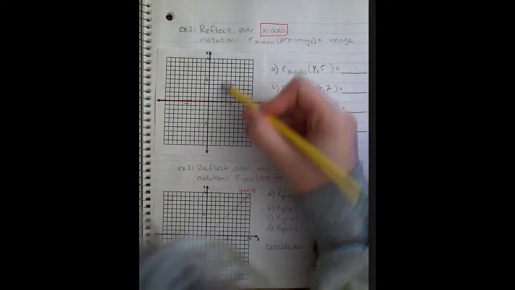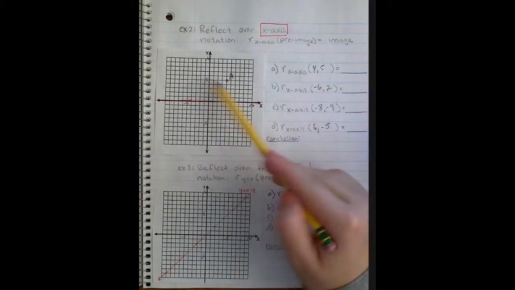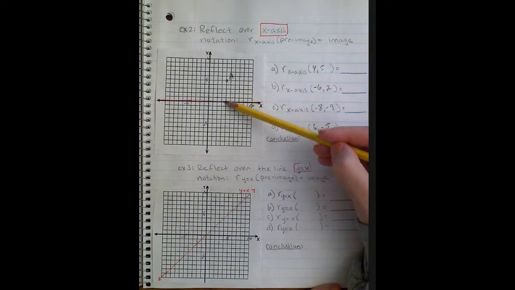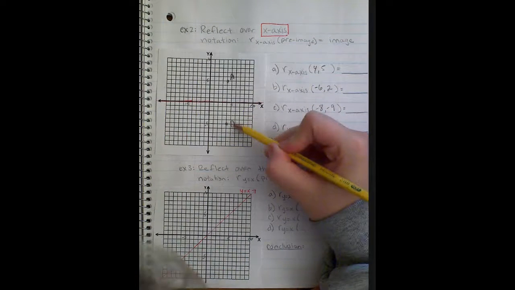Starting with point A, I'm going to use the same one, so (4, 5). Now instead of reflecting left to right, I'm reflecting up or down. So A is 5 units above the x-axis, so I'm going to reflect it 5 units below and label that A prime. So my new coordinates would be (4, -5). A prime.